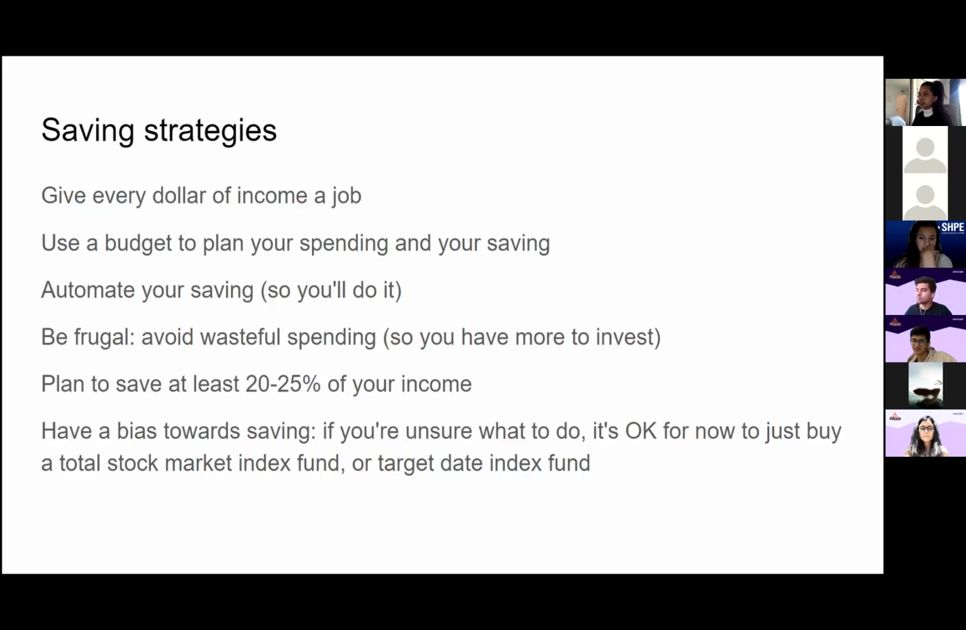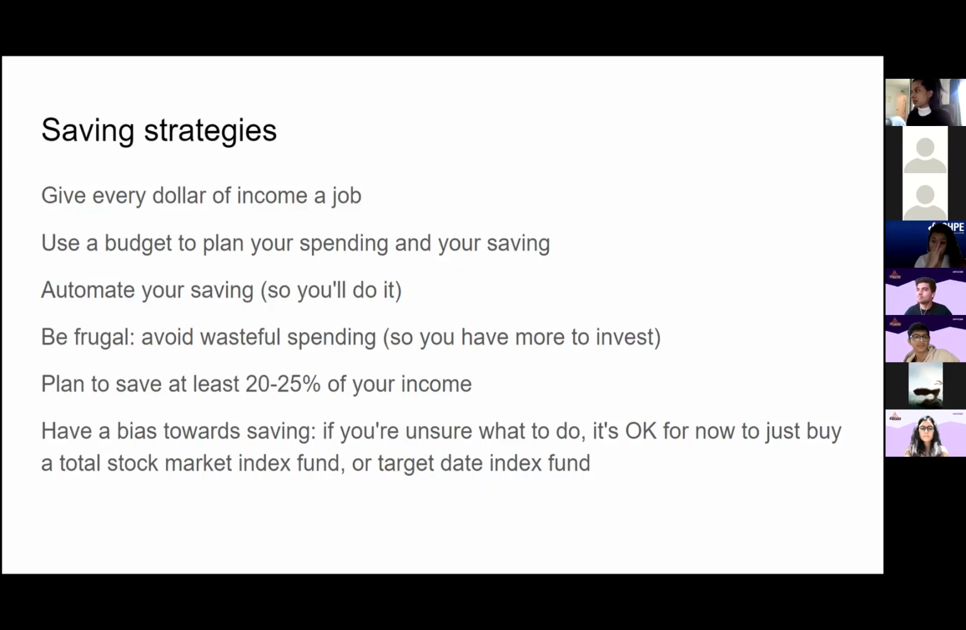So be frugal. Don't be wasteful. The less you spend on junk, the more money you'll have to invest. So practice frugality, plan to save at least 20% of your income, probably more. And again, have a bias towards saving. Don't sit on the sidelines. You don't want to be out of the market. Like if you say, I don't know, this is complicated, I don't know what to do, just don't be that way. Be in the market.